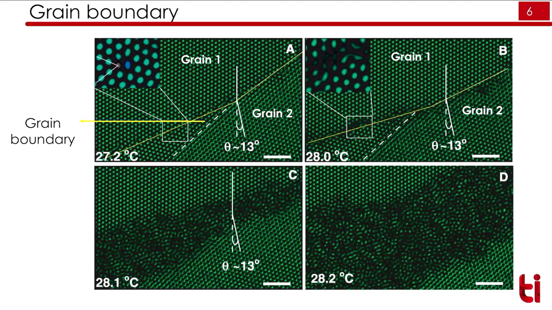Here is the image of the misorientation angle. The angle here is 30 degrees, so it means that it is a high angle grain boundary. This variation is shown with temperature, and with temperature there is no change in the misorientation angle till 28.1. After 28.1 the boundary gets dissolved and it becomes amorphous in nature due to some reactions.